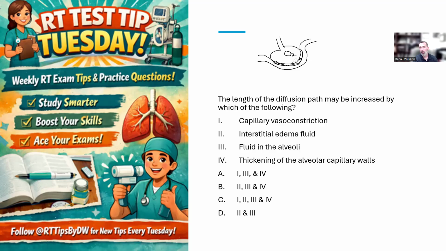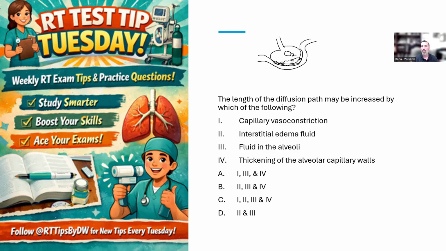So the alveolar wall in and of itself is going to play a role in the diffusion path. The capillary wall will play a role in the diffusion path. Any type of fluid that might be in the alveolus could cause an issue with the diffusion path. Any fluid accumulation in the interstitial space could cause an issue. So those are things that we remember right off the bat when we think back to our cardiopulmonary A&P.